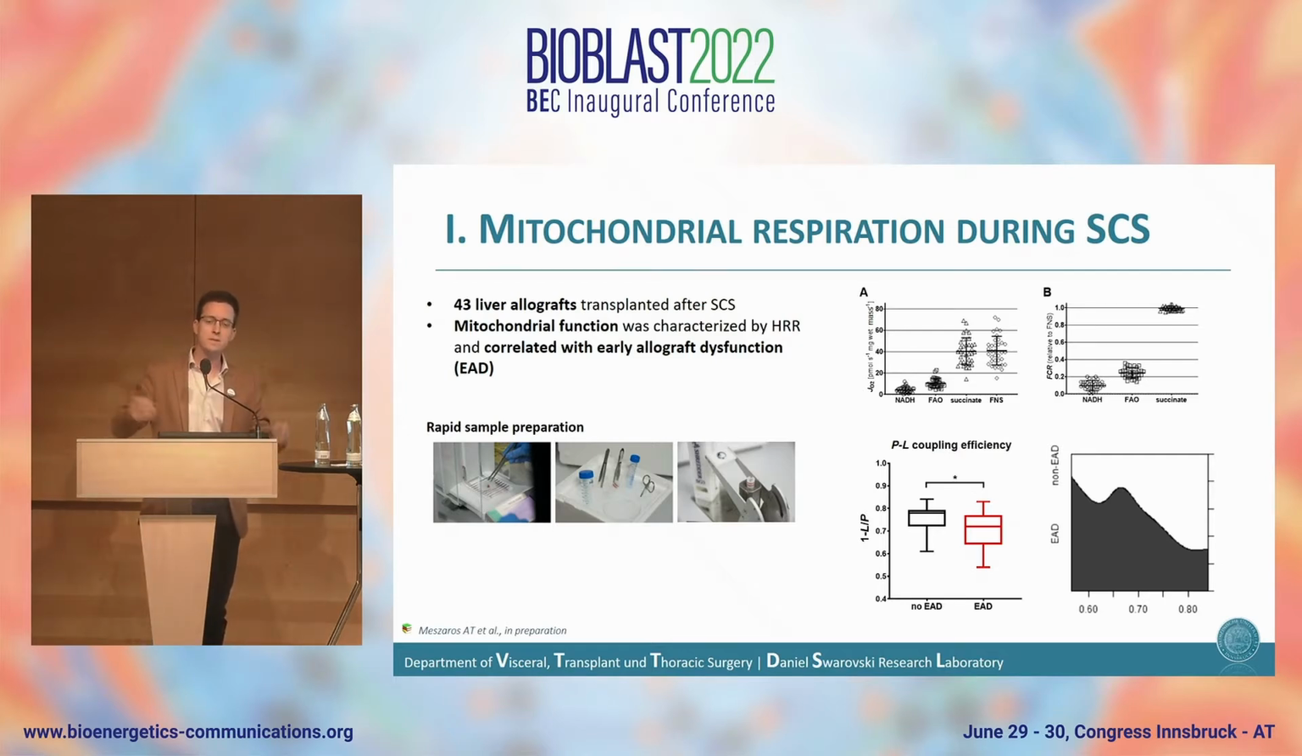Once we stratified the cohort into two groups, livers with good function and livers with inferior or worse function after transplantation, you see that the P-L control efficiency, the ATP production efficiency, is significantly higher in those livers that perform well right after transplantation. In this conditional density plot, you also see that a low P-L control efficiency goes with a high probability of early allograft dysfunction, and vice versa.